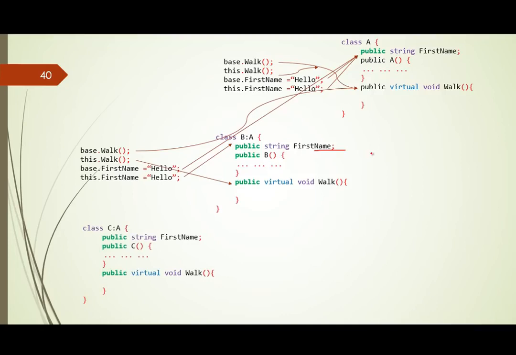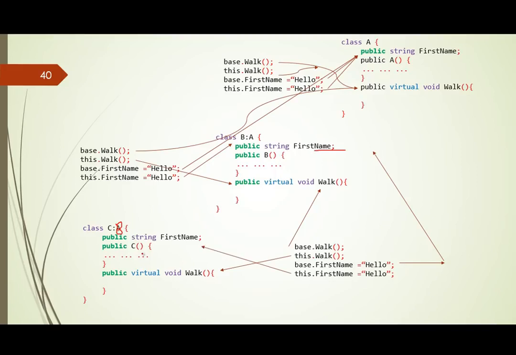So let's say I have class C, which is inherited from class B, of course. So I made a mistake. So let's pretend that it's really inherited from class B. And when we call that base dot walk, it will call the base method of its parent class. And this means this method, and base means the parent class's first name, and this means this class's first name. That's it. So this is about the base and the this example, and how it differs from one another.